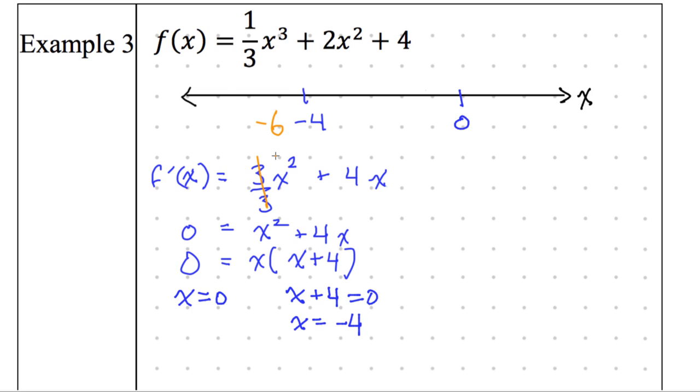Let's see what they vote. Wait, actually, no, positive problem. Never mind. It is a positive. So I'm going to put a positive down here. And therefore, this interval is, someone shouted out? Increasing. F increasing, there it is.